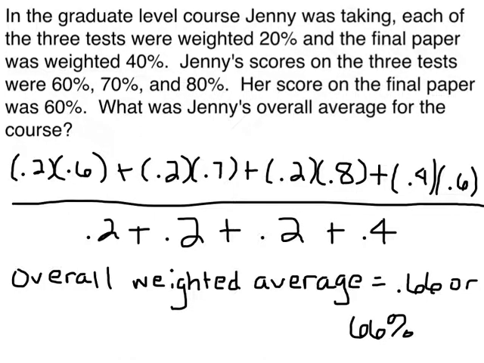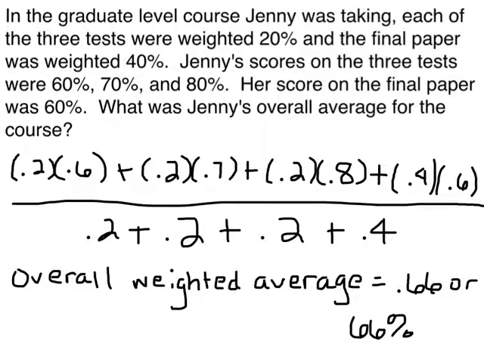Well, the first 3 tests are weighted at 20%. Her first 3 test scores were 60, 70, and 80. So we say 0.2 times 0.6. 0.2 because it's 20%, which as a decimal is 0.2, times 60%, which as a decimal is 0.6. And then we do 0.2 times 0.7, 0.2 times 0.8.